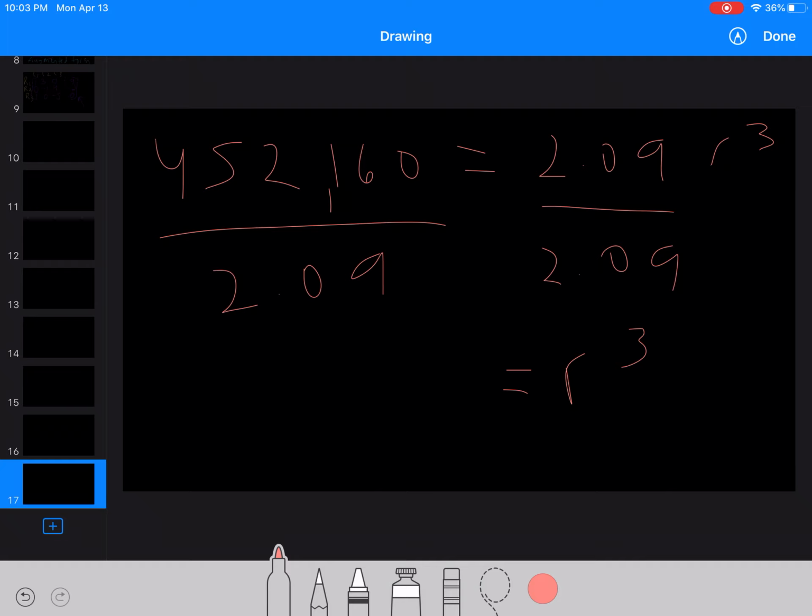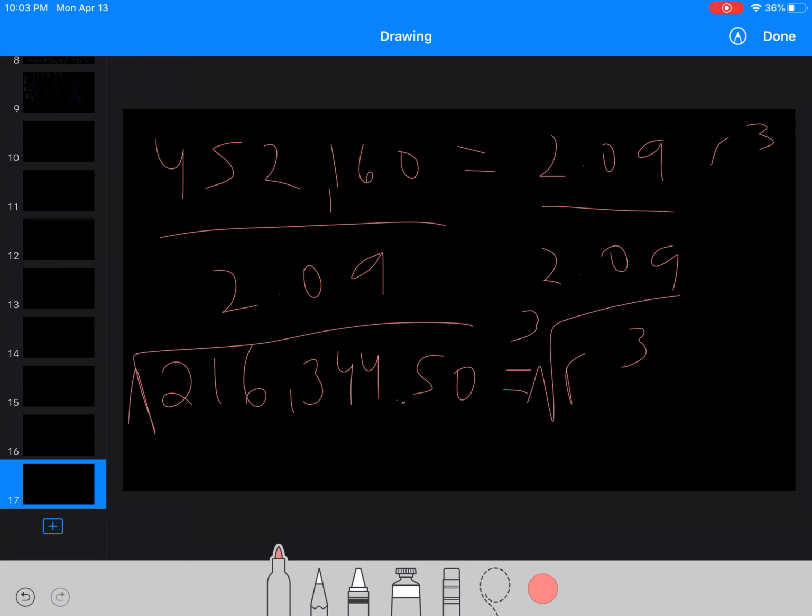Let's see what that is. 452,160 divided by 2.09. We're going to round to the hundredths place again, so we're going to have 0.50 because that was 0.497. Now what we have to do is take the cube root of both sides.